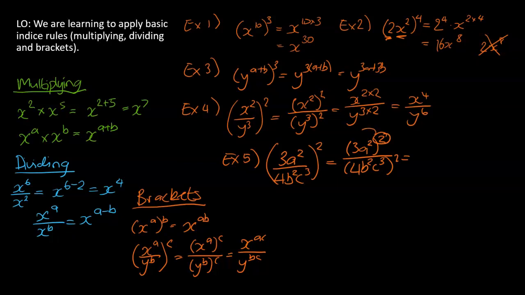And then just note, that 2 applies to every part within the brackets. That's going to be 3 squared times a squared, all squared. And the same down the bottom, 4 squared times b squared, which is squared, times c cubed, which is squared. And we can then simplify that. 3 squared is 9, a squared squared, so 2 times 2 gets us to 4, so that's going to be a to the power 4. We've then got 4 squared is 16, b squared squared is b to the 4, and then we've got c to the power of 6. So the bracket ones can get a bit complicated and a bit more of a nightmare.